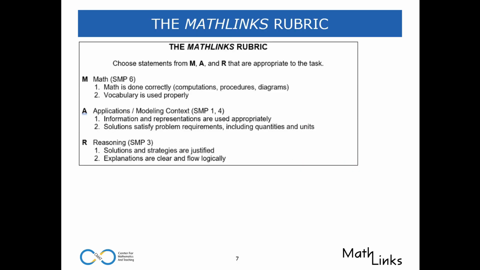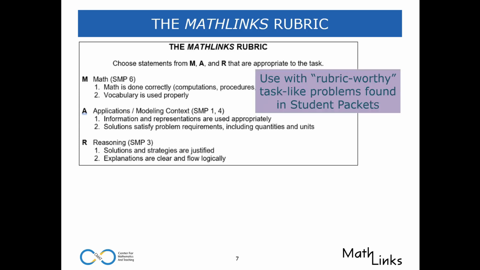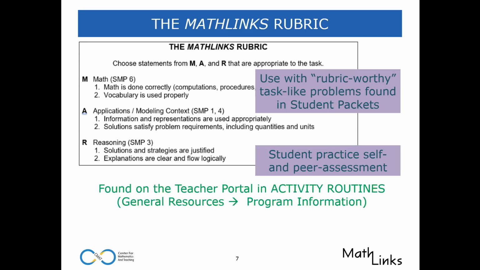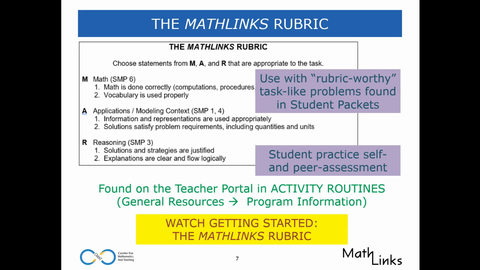We designed the MathLinks rubric to be used in both formative and summative fashions. As a formative assessment tool, students do rubric-worthy problems found in the student packets. You can choose problems on your own or use the ones we suggest. The idea is that students have occasions to self-assess and also to peer assess, all the while strengthening their problem-solving and communication skills before being confronted with high-stakes testing. Find them in the teacher portal and watch the Getting Started video called Using the MathLinks Rubric for more information.